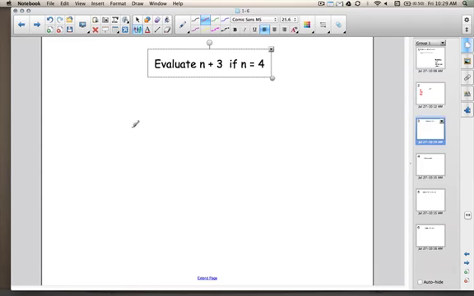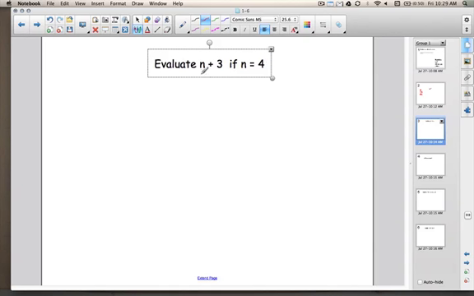Here's our first example that we're going to do today. It says evaluate. Remember, evaluate means to find the value of an expression. So we're going to evaluate n plus 3 if n equals 4. So for this one example, they're telling us anywhere that we see n, that's going to be equal to 4. So that means anywhere we see the letter n, we can substitute or replace it with the number 4.